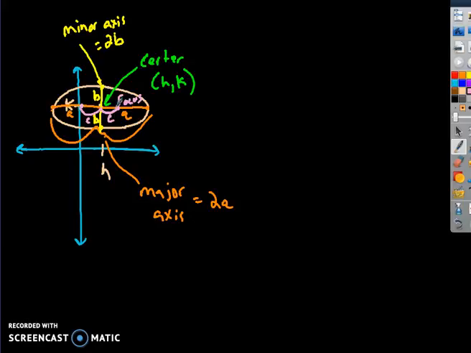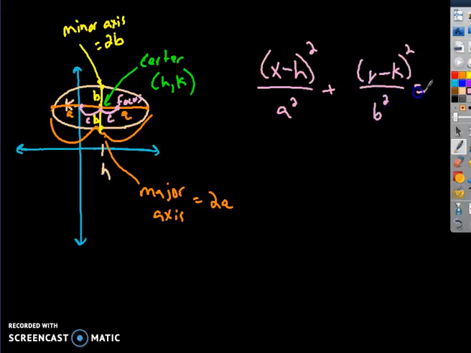All right, anyway, it's a lot of little stuff happening there. Let's talk about the equation of an ellipse. The general standard form for an ellipse is (x − h)² over a² plus (y − k)² over b² equals 1. It's always equal to 1.